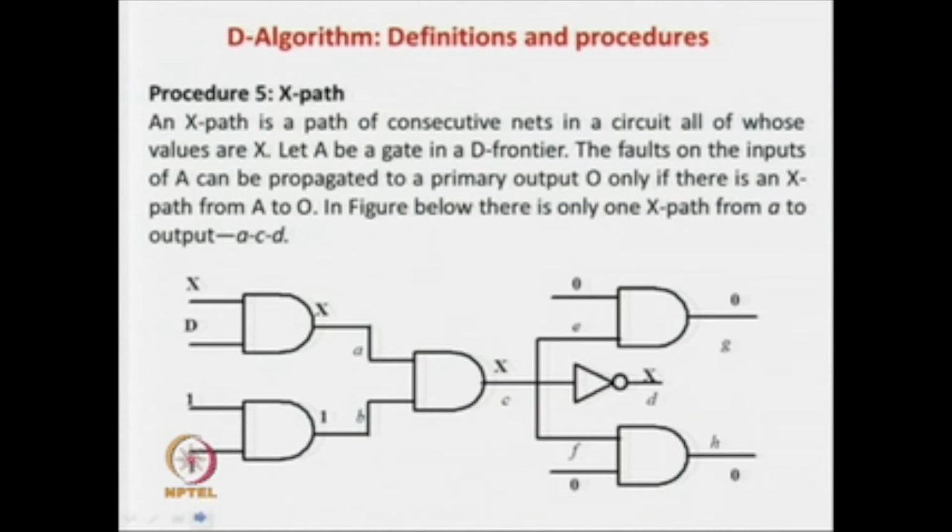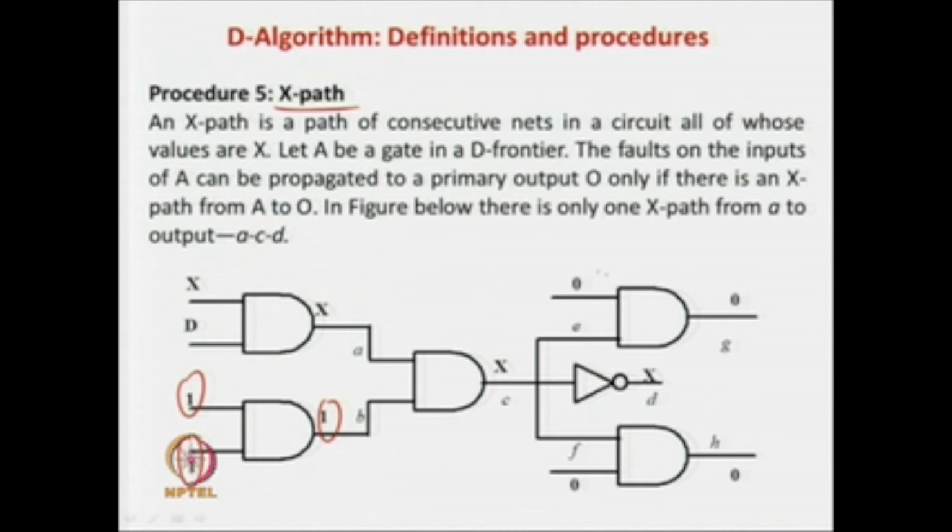So, before we quickly wrap up with the definitions, there is one more definition that is called the X path. As we already discussed, all the input nets of your circuit are initially marked as x, then if we know the values of some of the nets, by implication we try to find out the values. So, for example, let us have this circuit. Let us assume that we know the value is 1 1, so by implication this one will be 1. Let this be x and D, so the output will be x.